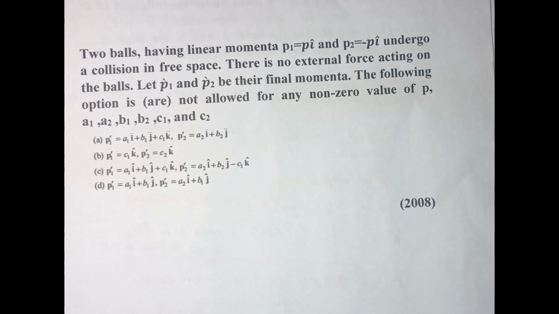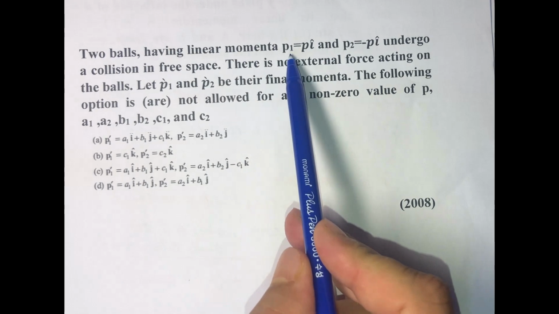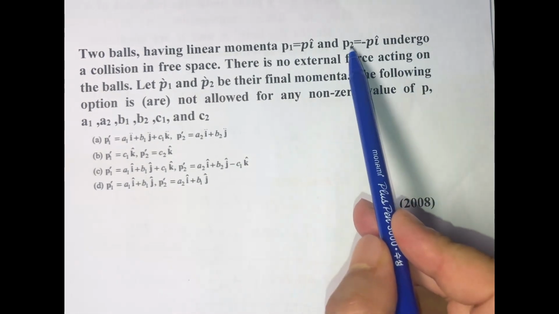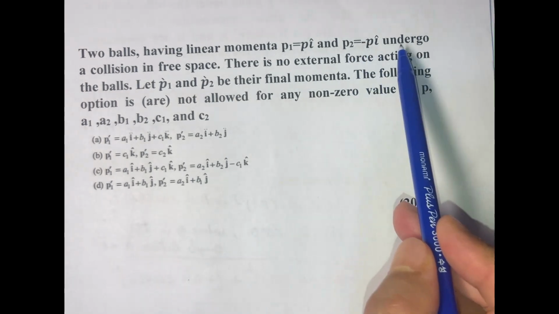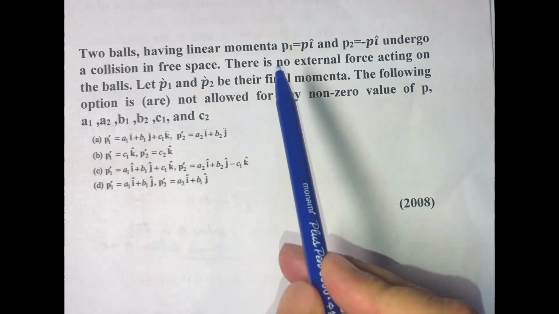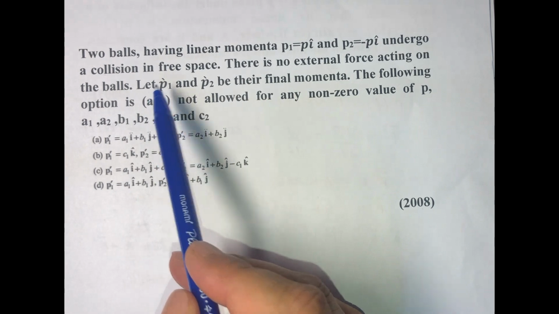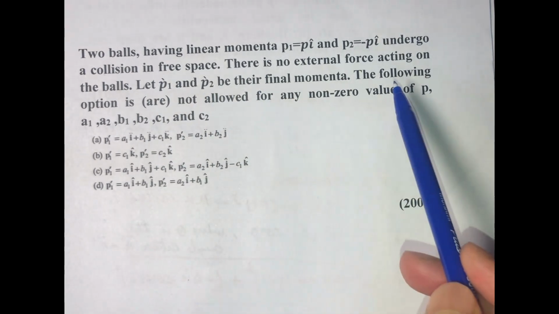Hello friends, in today's question, two balls having linear momenta P1, which is P with a unit vector i, and P2, which is minus P with a unit vector i, where P is a magnitude, undergo a collision in free space. There is no external force acting on the two balls. Let P1 prime and P2 prime be their final momenta.